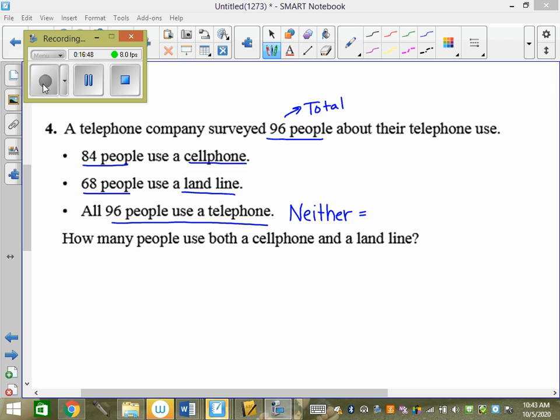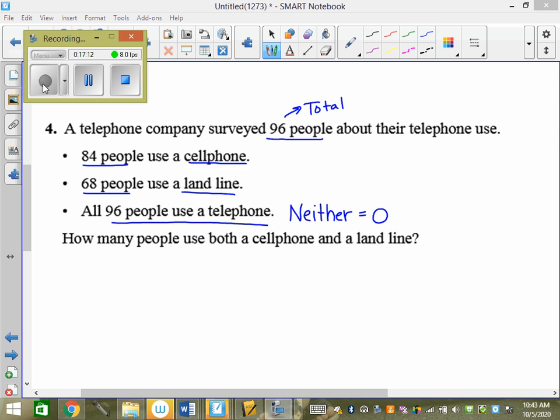So I have to give you 4 things in order to find the and. I have to give you the total, I have to give you each separately, and I have to give you the neither. In this case, I just told you the neither was 0. What do we do then? We add up both of them, we add up the neither, and we subtract the total. Okay? So we need the 4 things so we can take the other 3 things and subtract from our total. If we don't have 4 things, we can't find the and.